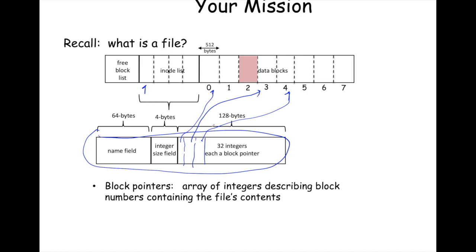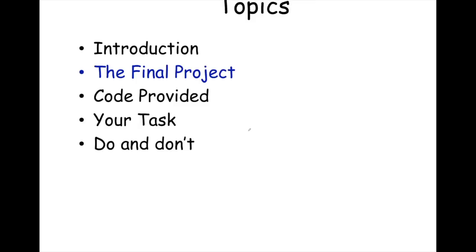So if you look at how big an inode is, it's a data structure. You have an array of inodes on disk. The first 64 bytes is the name field, the next 4 bytes is the size field, and the last 128 bytes are the set of 32 block pointers. All right, so let's take a look briefly at the code provided. And with the live session, I'll certainly go into NetBeans and go over some of the code, but I will not do that for the public YouTube.